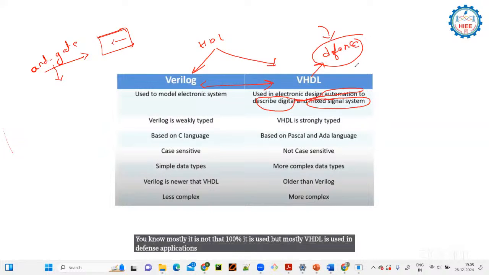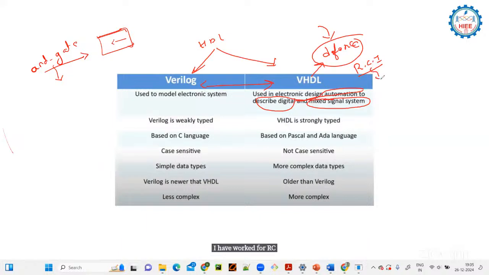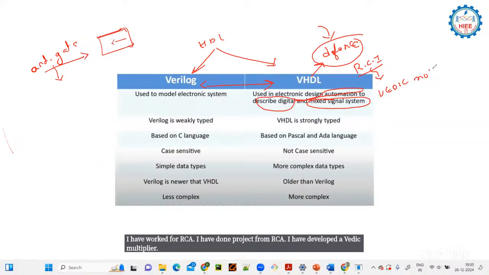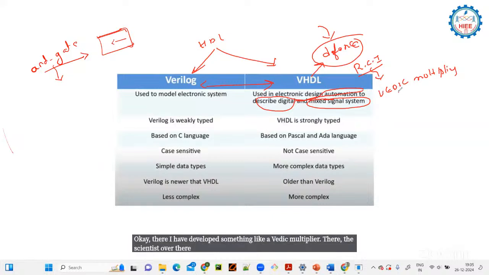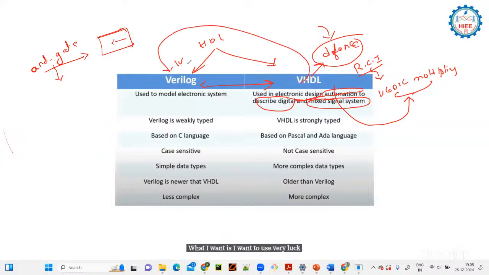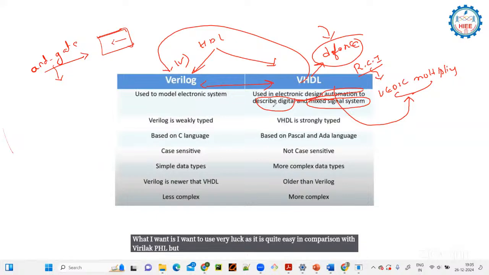In fact, when I was doing my UG, my BTech, I worked with RCI. I did a project from RCI where I developed a Vedic multiplier. The scientist there who was guiding me insisted that I use VHDL exclusively. I wanted to use Verilog as it is quite easy in comparison with VHDL, but they didn't want me to use Verilog. So the majority of defense applications will prefer VHDL.